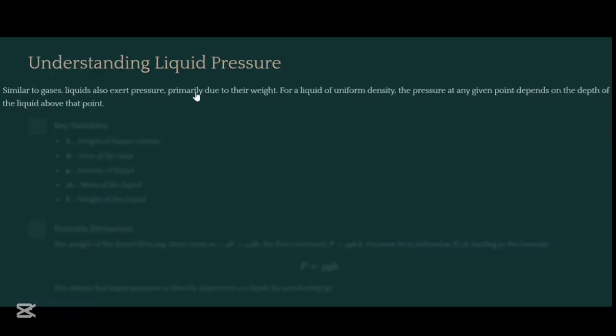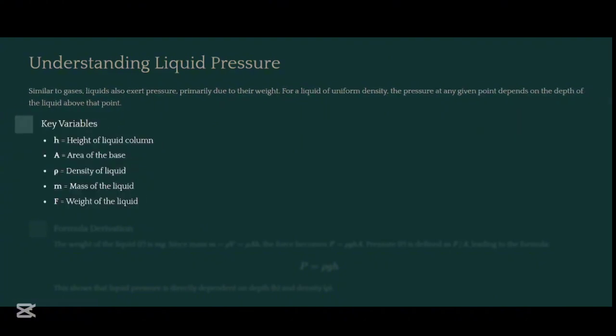Understand liquid pressure. Similar to gases, liquids also exert pressure, primarily due to their weight. For a liquid of uniform density, the pressure at any given point depends on the depth of the liquid above the point. Key variables: h stands for height of the column, A stands for the area of the base, rho stands for density of the liquid, m stands for mass of the liquid, and F stands for force, which is equal to the weight.